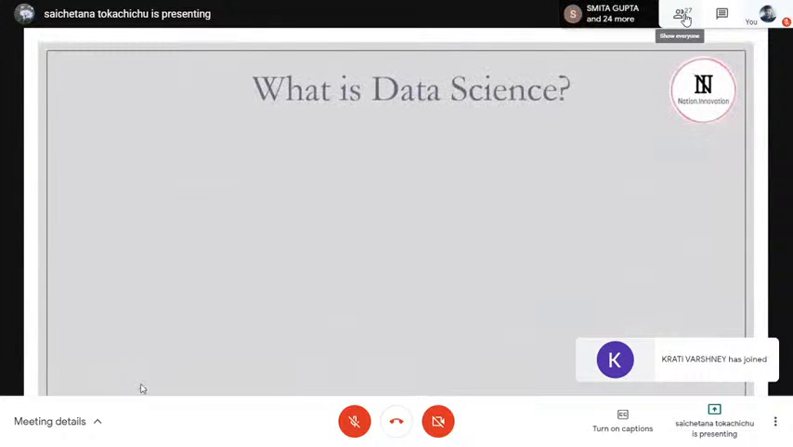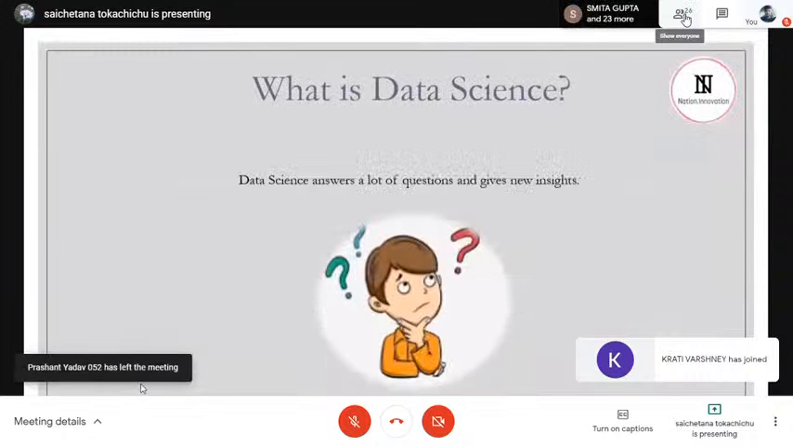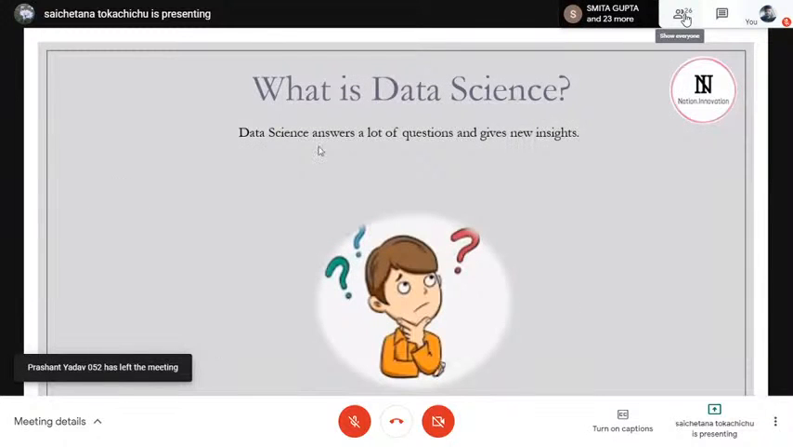So what is data science again? Data science is answering a lot of questions and giving us insights in simple layman's terms. Let's not go into a high tech definition. Data science is using some kind of tools or logic or magic and giving us answers. So what sort of answers to what sort of questions? Let's ponder about that.